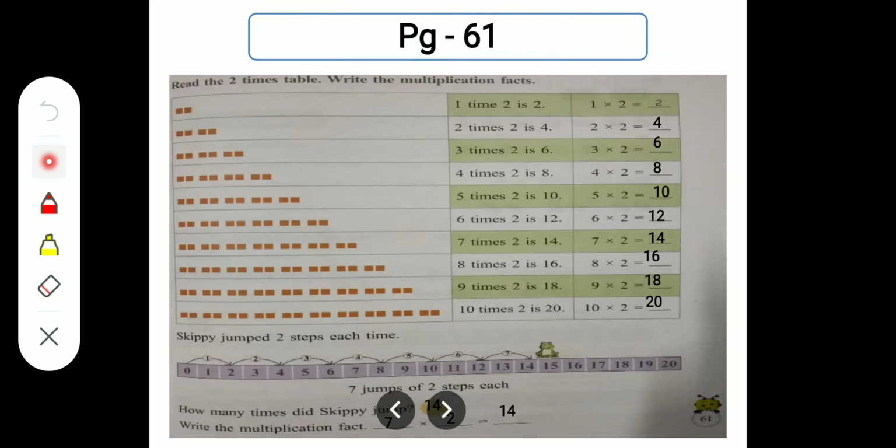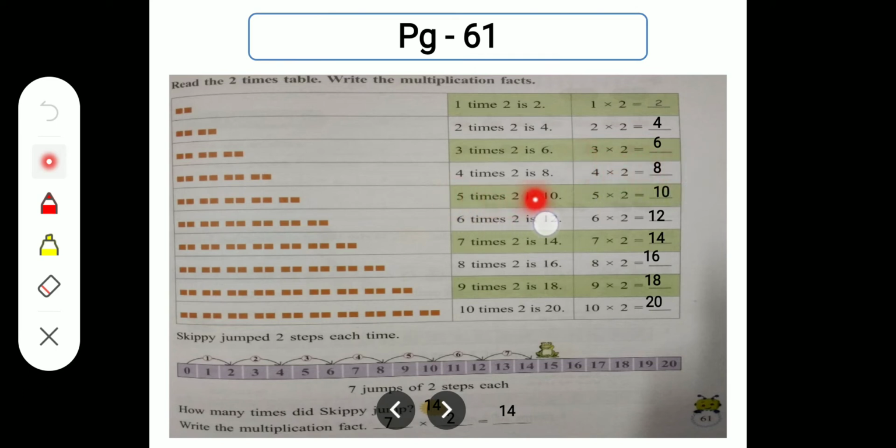Now children, turn to page number 61. Read the 2 times table, write the multiplication fact. So 1 times 2 is 2. Times means multiplication or into. 1 times 2 is 2 or 1 into 2 or 1 2s are 2. 2 times 2 is 4 or 2 2s are 4. 3 times 2 is 6 or 3 2s are 6. 4 times 2 is 8 or 4 2s are 8.